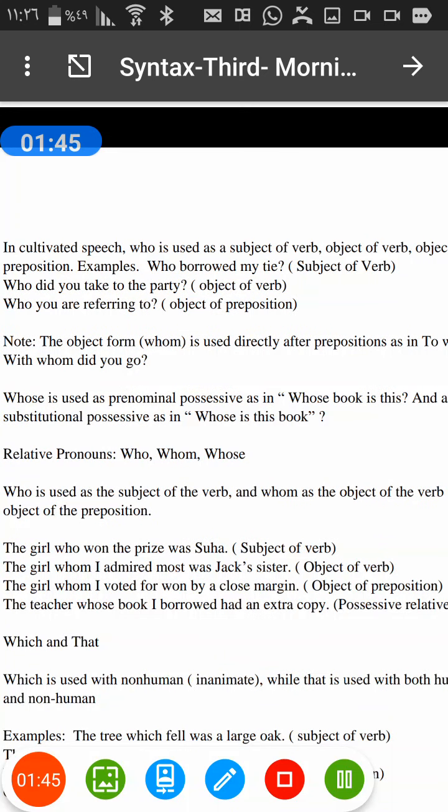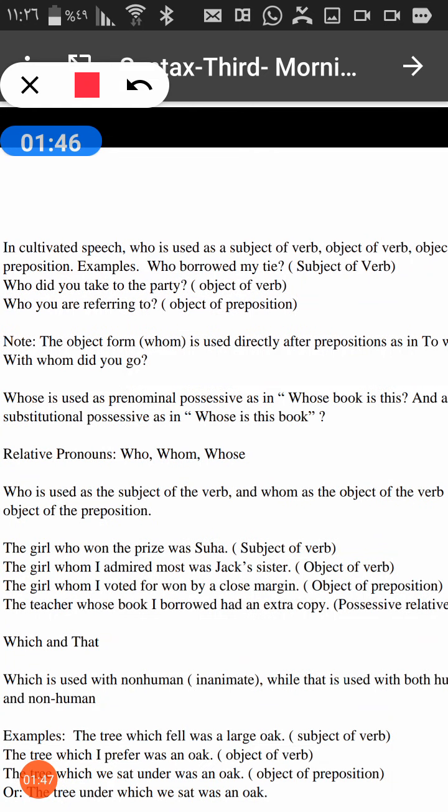Examples, we take some examples to clarify these points. Who borrowed my tie? من الذي استعار رباطي؟ Here who is used as the subject of the verb.